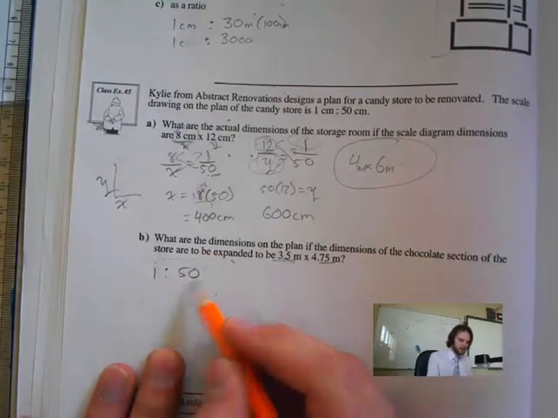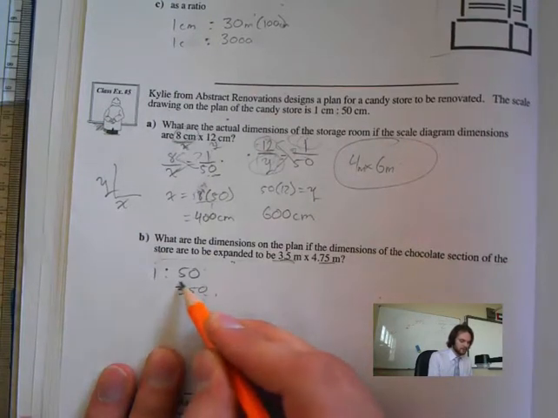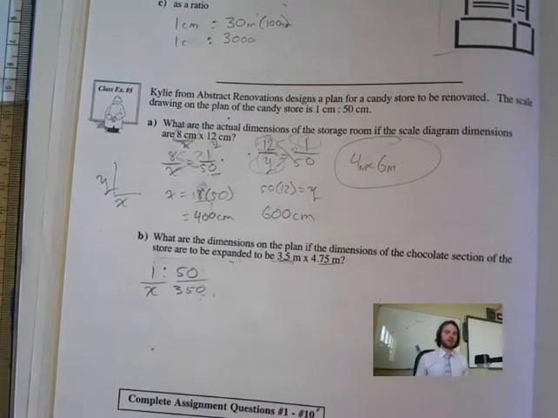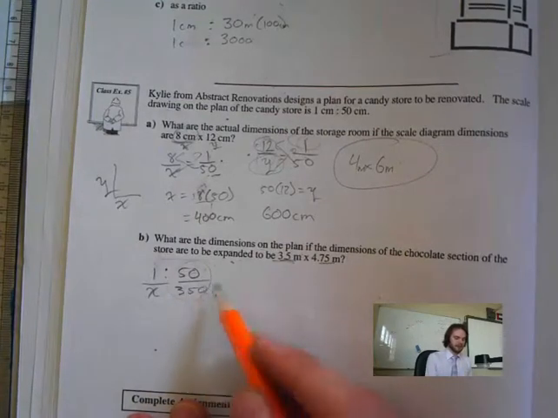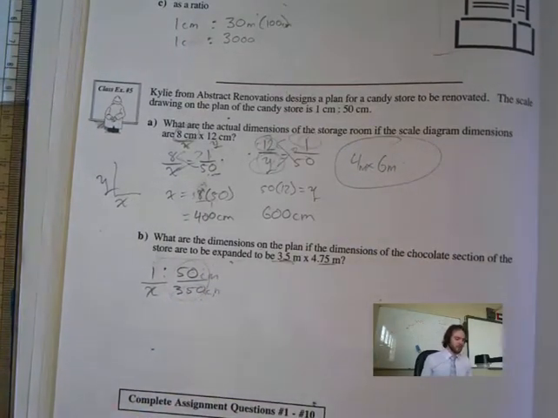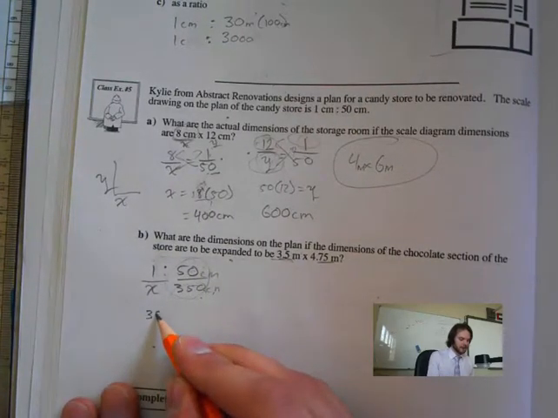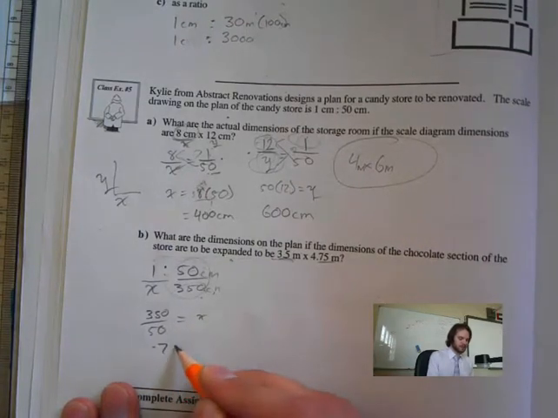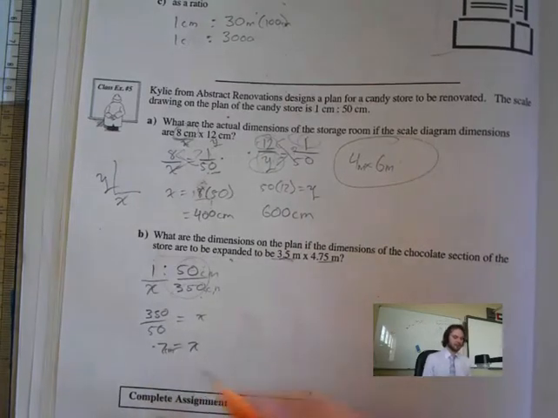And I know this is 3.5 meters, which is 350. And I'm going to have x on the plan. So we're working in reverse. This is referring to the new. And I put that into centimeters. So we're in the same ratio. Okay? So I end up going, and I'm going to flip this. So I have 350 divided by 50 is equal to x. So I get 7 is equal to x. So I have 7 centimeters.